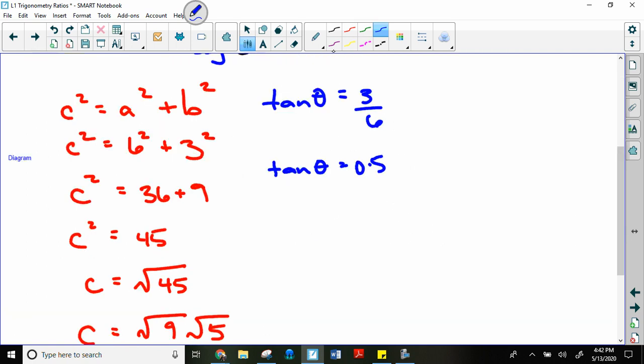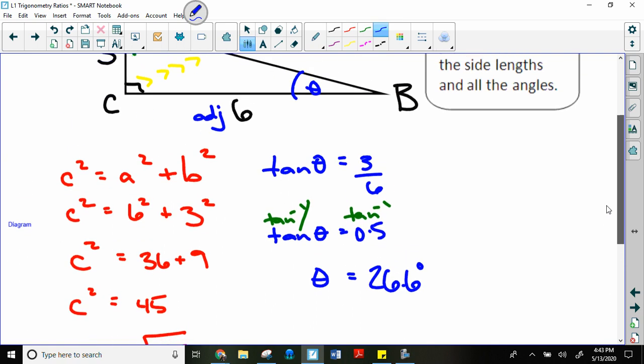And then let's undo tan to find what the angle is. And we get second tan 0.5. Oh, 26.57, 26.6. Let's go 26.6. What does it say in the question? It just says solve. I didn't tell you how many decimal places, but I'm going to go with 1.